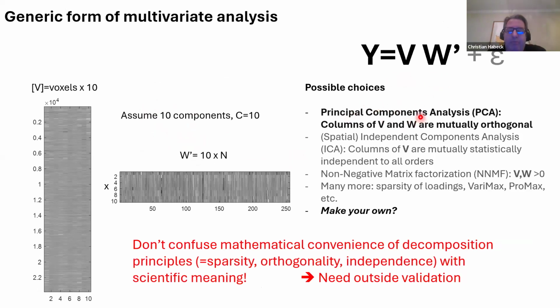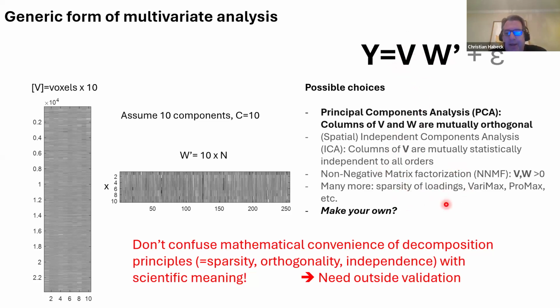I'm focusing on principal components here today, that imposes orthogonality of the columns of V and W at the same time. But of course, you could look at spatial independent components analysis, where it's the statistical independence of the components of V, so the columns here are statistically independent. You could do other things, non-negative matrix factorization, very possible. Then there are all kinds of oblique rotation schemes, right?